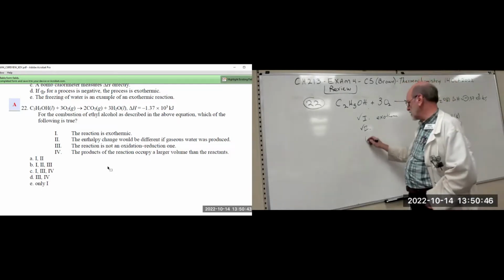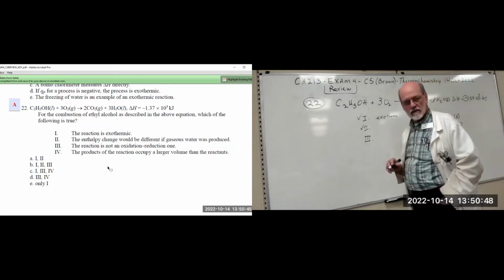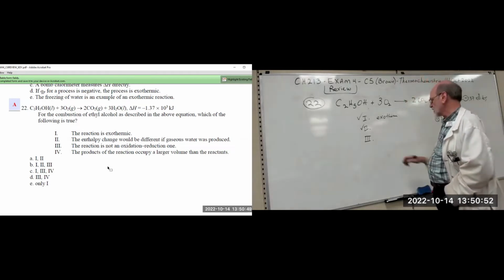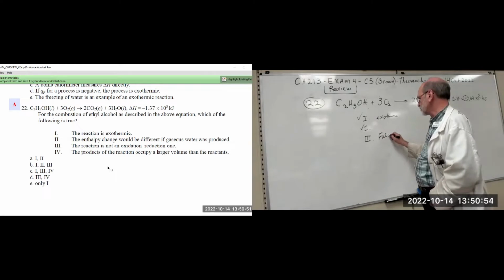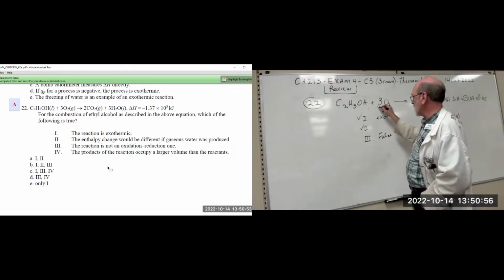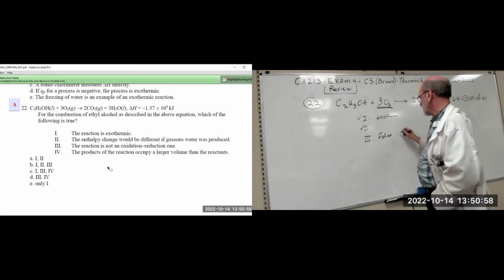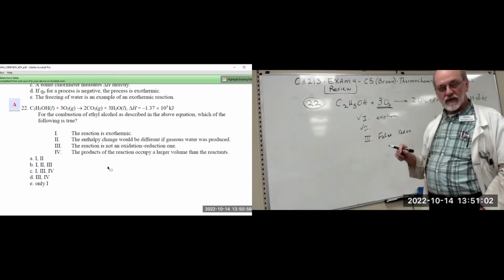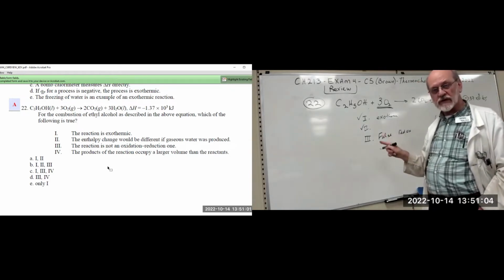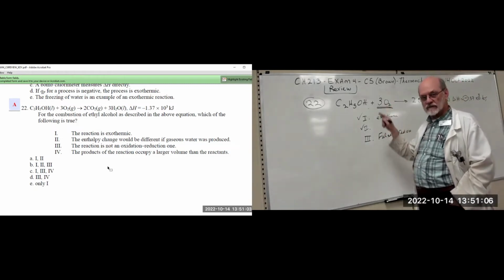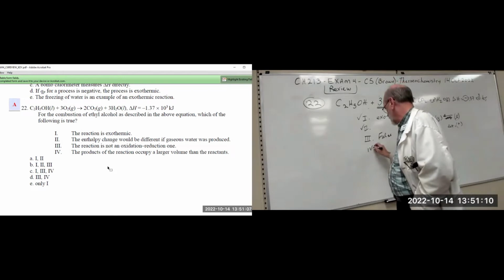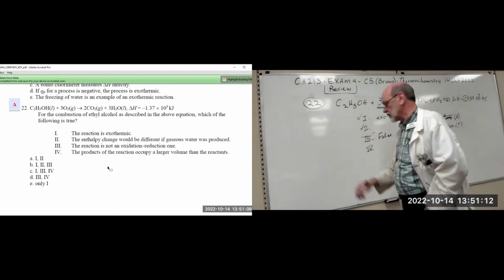How about 3? The reaction is not an oxidation reduction one. That's false. Anytime you have a combustion, that's a redox. Electrons must be transferred in a combustion reaction. Okay, so that was out.